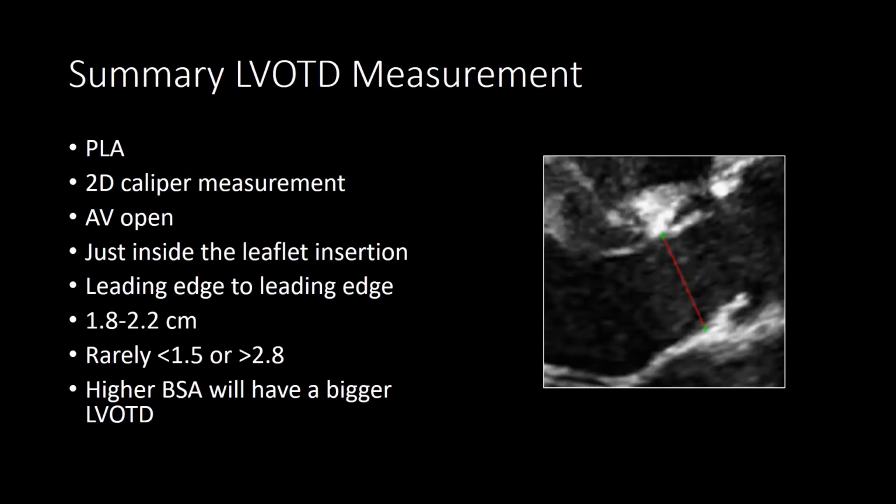Rarely should your measurement be less than 1.5 or greater than 2.8 centimeters, and if that's the case, it may be prudent to go back and look at your measurement. Patients with a higher BSA will have a higher LVOTD. We're planning a future broadcast about tips and pitfalls with both of these two measurements. The point of these two episodes is really just to give you the basics on how you do it.